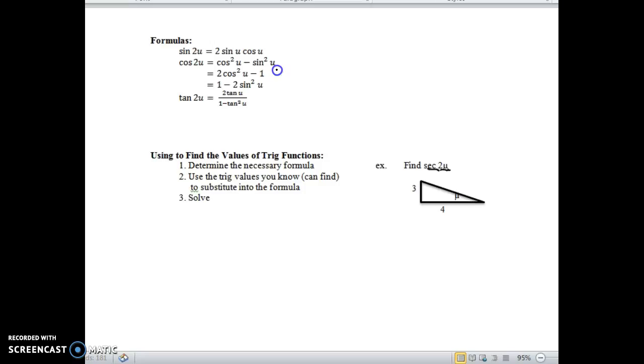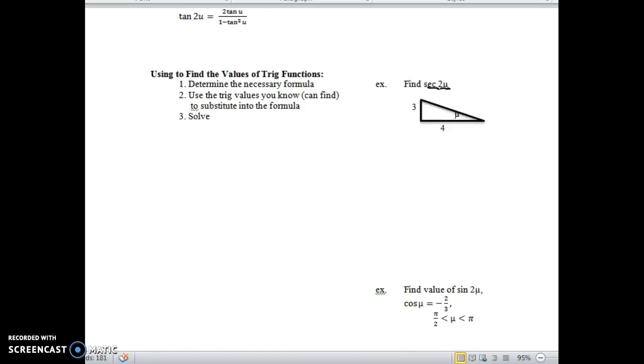So I have three choices. It does not matter which one you choose. Second, I'm going to use the trig values I know or can find to substitute into the formula. So for simplicity, I'm going to use this one here, 1 minus 2 sine squared of u. So I need to find the sine value.